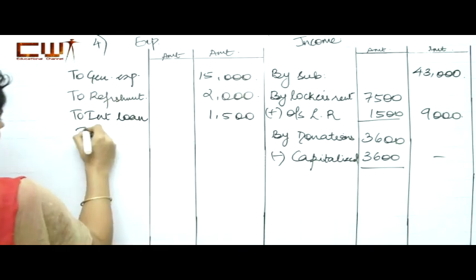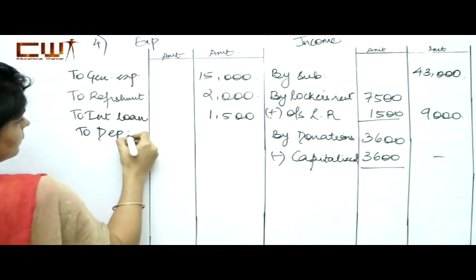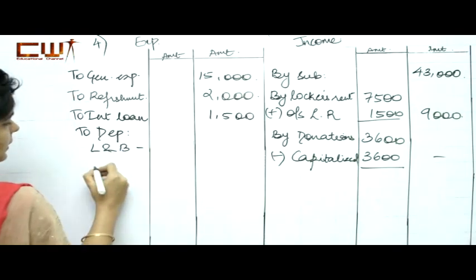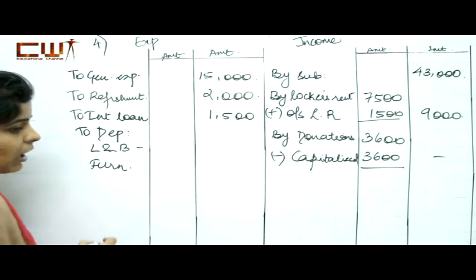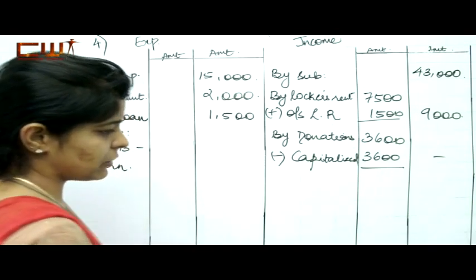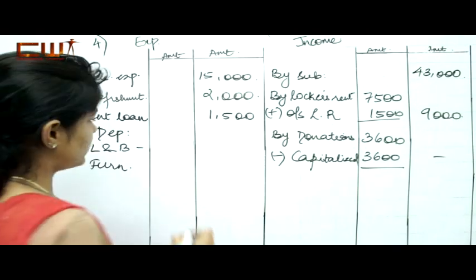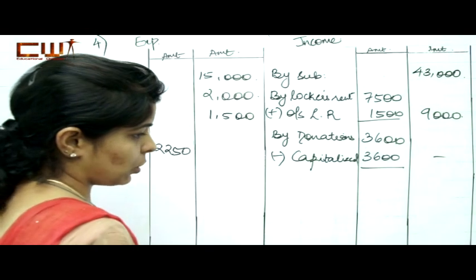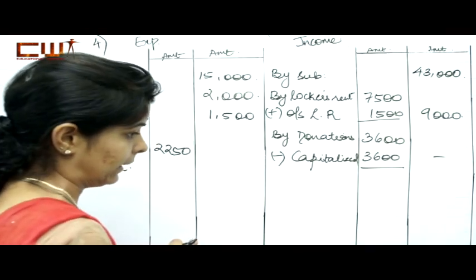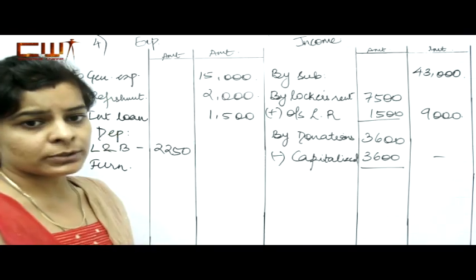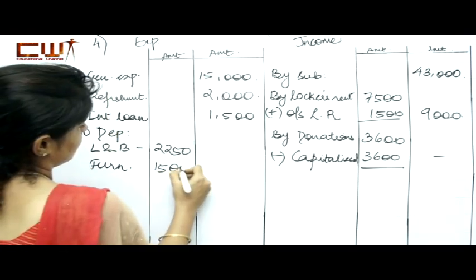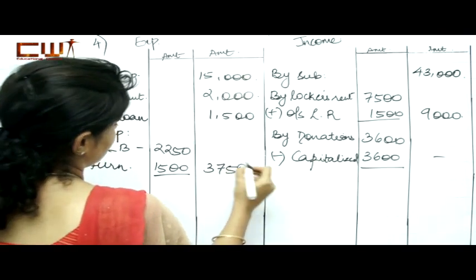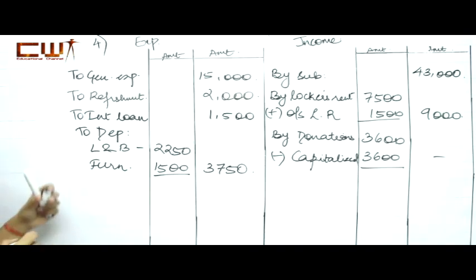To depreciation. To depreciation, land and building and furniture, right? This is L&B for land and building, and you have the furniture. How much have they given? 5% and 10% on land and building and furniture respectively. So it would be 2,250, that is, you have 5% on your land and building and you have 10% on your furniture. So 10% on furniture will be how much? 1,500. So 2,250 and 1,500 will make up 3,750. This will be the depreciation, land and building and furniture.